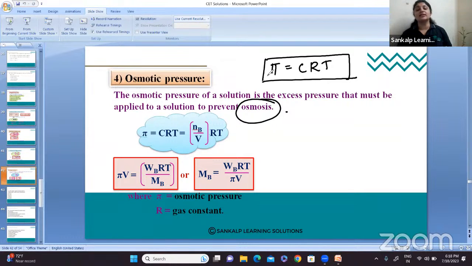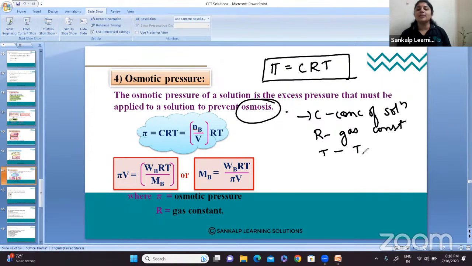Osmotic pressure is denoted by pi, and pi is given as CRT, where C is the concentration of solution, R is the gas constant, and T is the temperature of solution. So these are the terms which are involved.